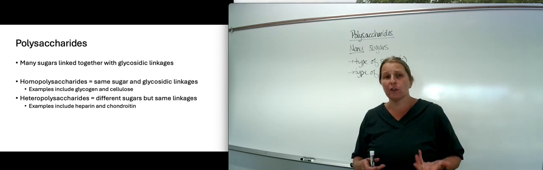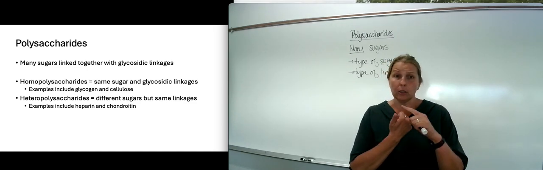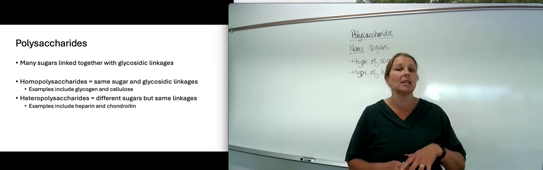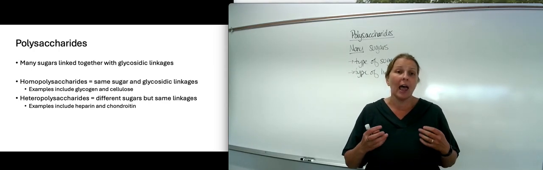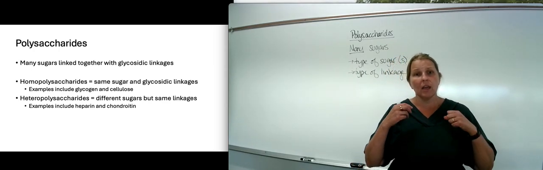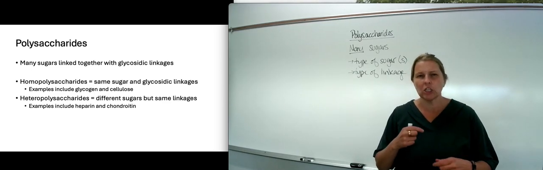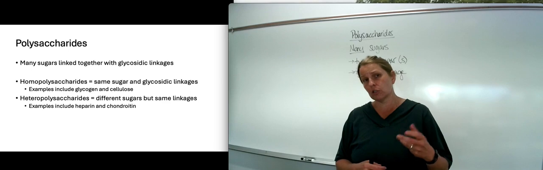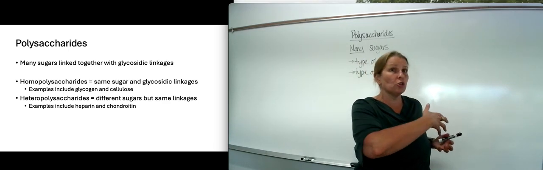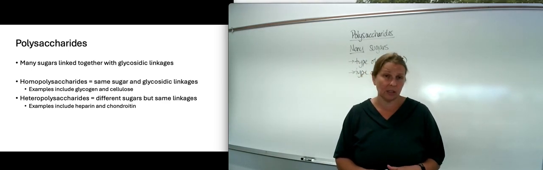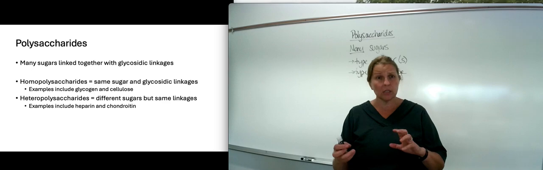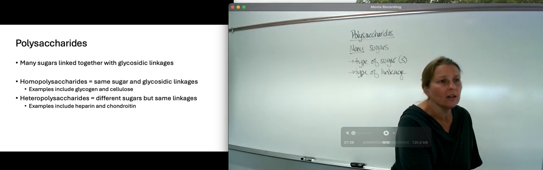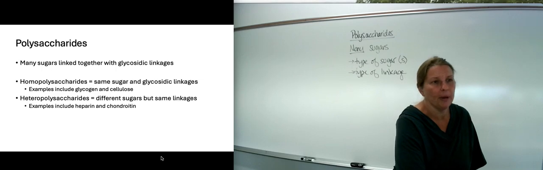So maybe you've heard of people taking glucosamine and chondroitin for their joints. Chondroitin is a type of heteropolysaccharide. Heteropolysaccharides are really good as cushioning material in cartilage and things like this. Whereas homopolysaccharides we use for energy storage or for structural capabilities, different things like this. Again, different types of sugars serve different types of purposes. So let's take a look at these polysaccharides a little bit.